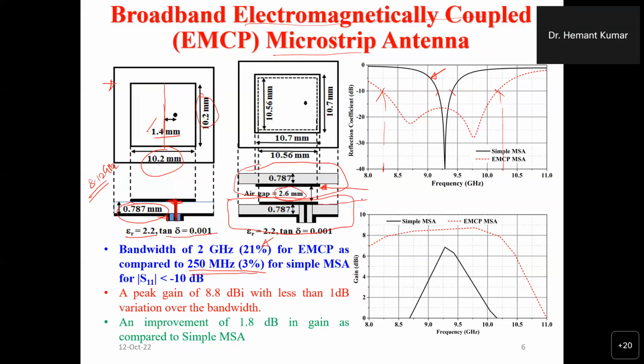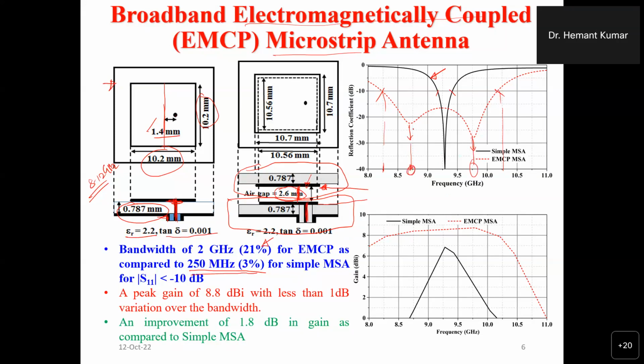This is known as the active patch, which is directly fed from the SMA connector. The upper patch is known as the parasitic patch, which is EMCP coupled with respect to the active patch. So the air gap between these two patches determines the coupling between them. And because of this coupling, if you see, two resonant frequencies are coming. One is around 8.75, and another is at 9.75.